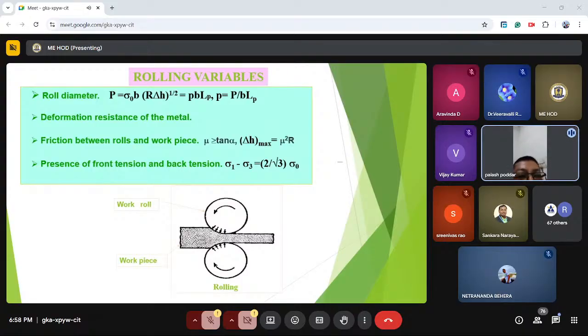Hot rolling is done above the recrystallization temperature. Recovery and recrystallization take place during deformation in hot rolling. Very large deformations are possible in hot rolling. It occurs at constant flow stress. The energy requirement is much less because it is done above the recrystallization temperature. And here we can get large deformation, so large strain is also there.